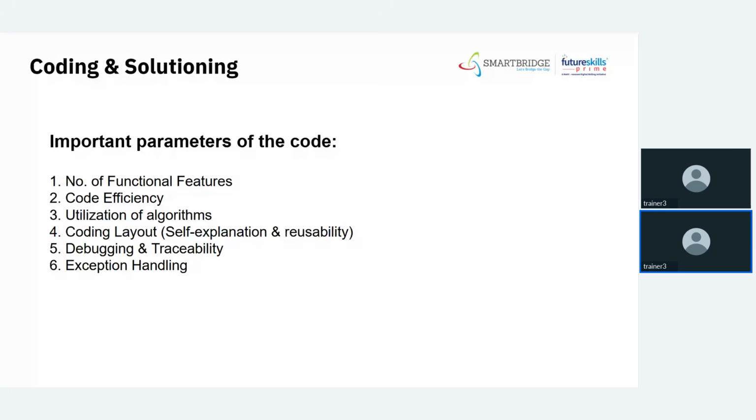Debug and traceability. If you get any issues, the code needs to be clear and neat, then it is easy to understand and easy to debug. Traceability is going to be quite easy if you work with a good format.